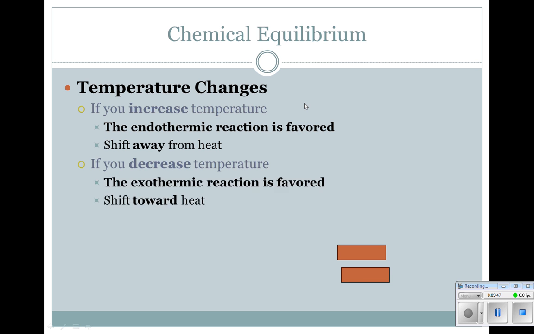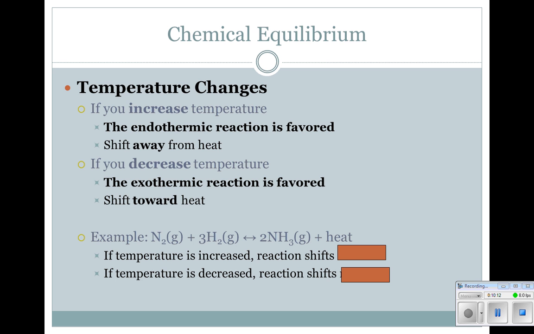If you decrease temperature, you can imagine it's the opposite. So if we take away heat, then we're going to favor the exothermic reaction, which is just going to replenish that heat that we just took away, because exo means to release heat to the environment. So it's going to shift that reaction towards the heat. It's much easier to understand when we look at an equation and we see the example.